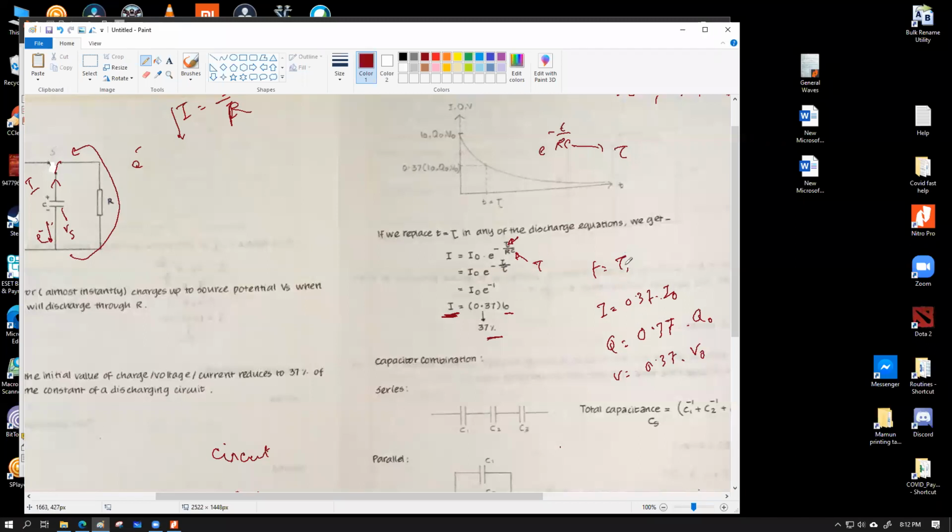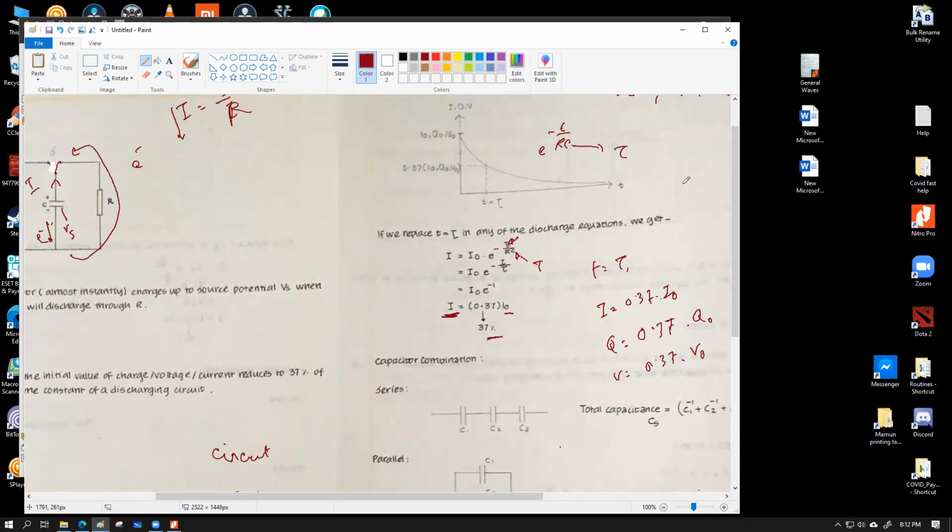Sir, tau. can you explain the last part again, sir? This one, this writing. Sir, last part to je apnar RC er part take to bujhine, like e to the power minus RC. Bujhine, Time constant part to bujhine, sir.